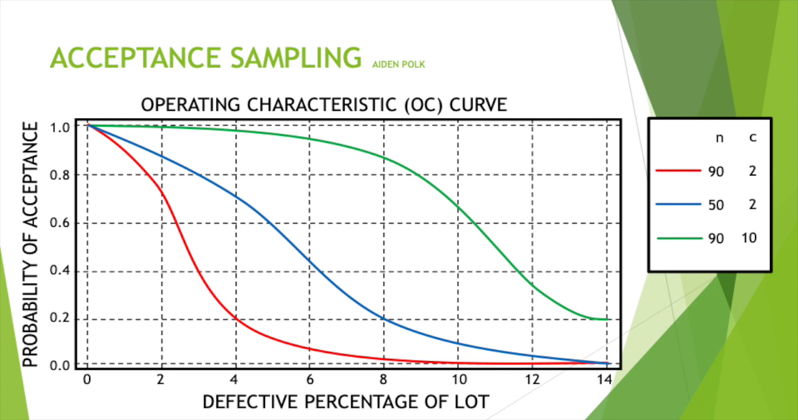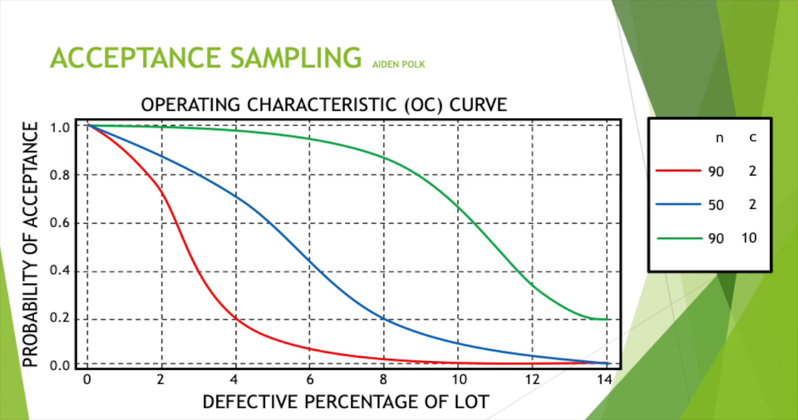The graph shows multiple OC curves with varying sample sizes of N and acceptable amounts of defective units indicated by C. For all of the curves, as the percentage of the lot which is defective increases, the likelihood of accepting the lot decreases. Also, as the sample size increases, the likelihood of accepting defective lots decreases.